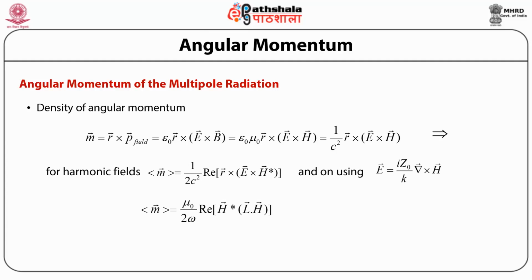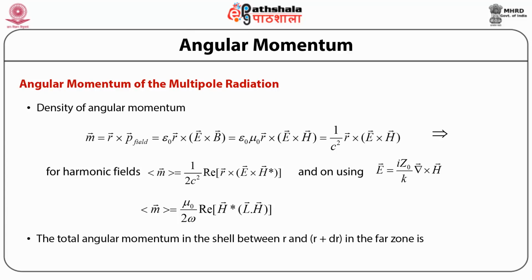This implies that for harmonic fields, the time average of M vector is equal to 1 divided by 2c square into the real part of r vector cross (E vector cross H vector conjugate). On using E vector equals iota Z naught divided by k into del cross H vector, the time average of M vector is equal to mu naught divided by 2 omega into the real part of H vector conjugate into (L vector dot H vector).